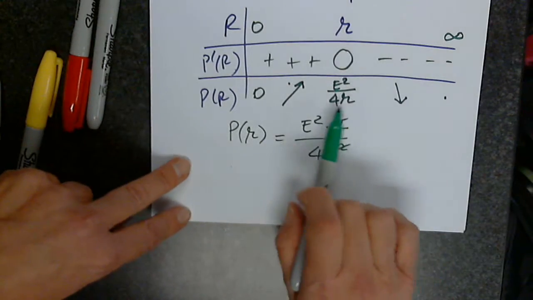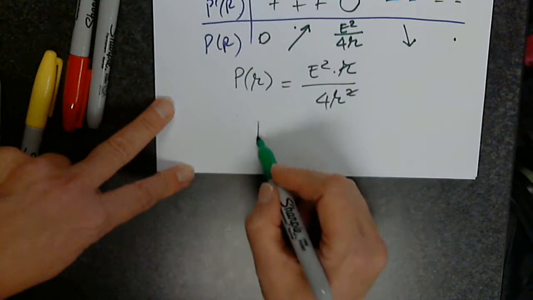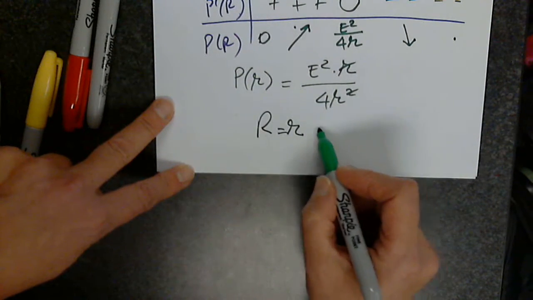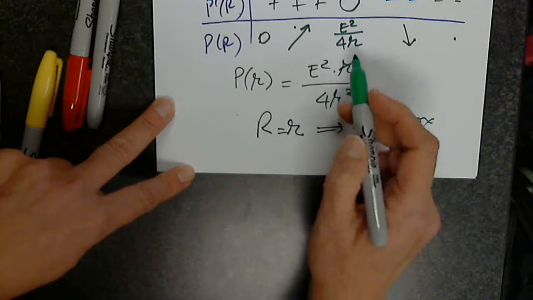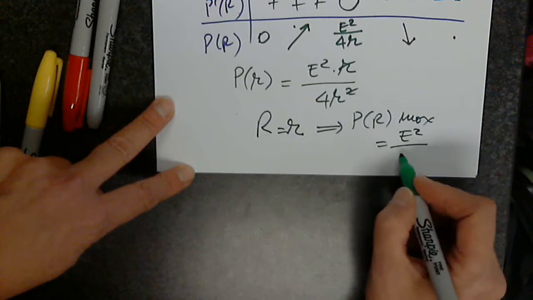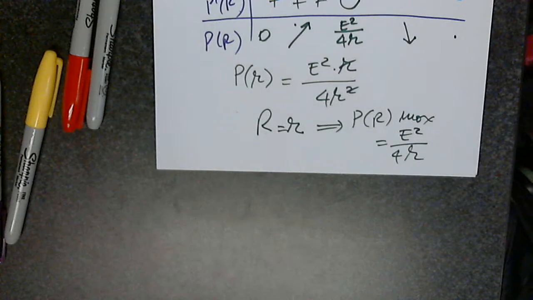So all I was suggesting here is to show that indeed when uppercase R equals lowercase r, P of R is maximum. And the maximum is E squared over 4r. So the maximum value of the power is E squared over 4r, when uppercase R equals lowercase r. Any questions on this? Is this clear?